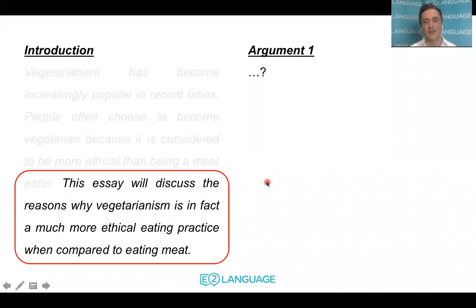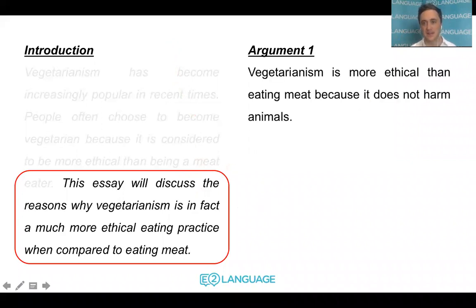Most people are talking about animals, and I think that's probably the most apparent reason why vegetarianism is more ethical. So this is what I've written. This is the beginning of my argument. This leads from this to my next paragraph. It says vegetarianism is more ethical than eating meat because it does not harm animals.